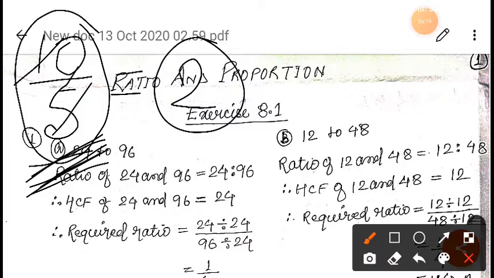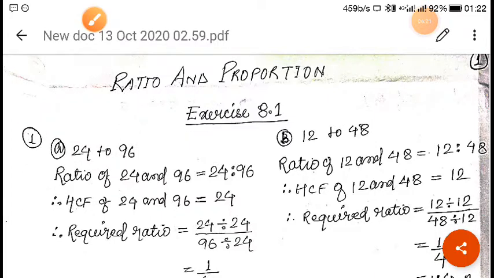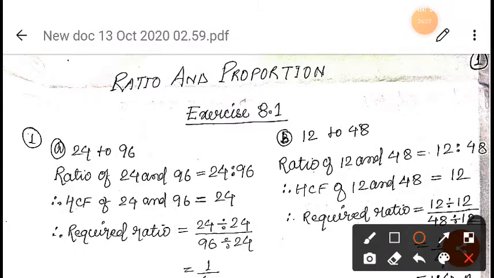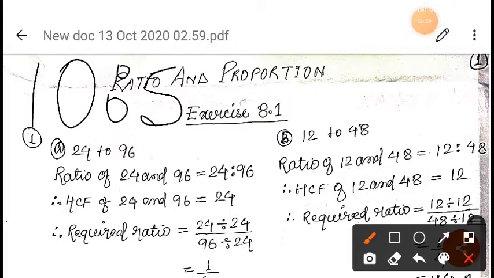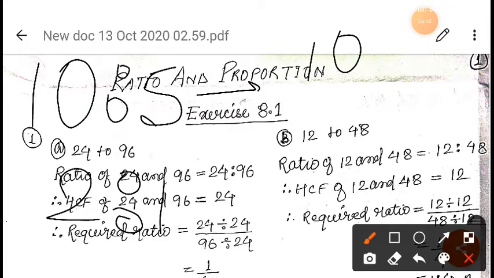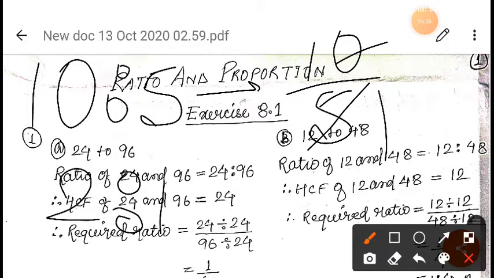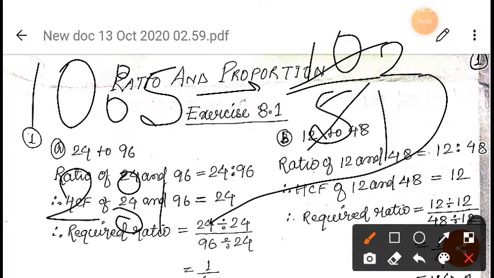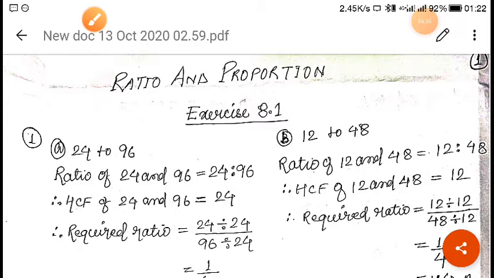So, the ratio is expressed like this: two dots, 1 2. For example, the ratio of 10 is to 5 can be written as 2 is to 1. How has it come, 2 is to 1? We divided 10 by 5. 5 ones are 5, 5 twos are 10, so its ratio is 2 is to 1, right? In this way you can find out the ratio.